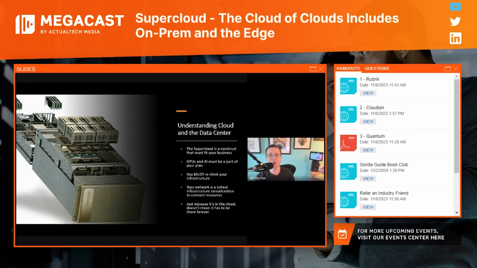Now, the Supercloud is a construct. Please remember that it must fit your business. Don't just go out there and think one model or solution fits everything. It really is something that you need to adapt to your applications and data sets. Remember, AI, GPUs, generative AI, all these new conversations that we're having around new types of AI workloads, they must be a part of your conversation, and certainly a consideration as far as how you design your cloud architecture.